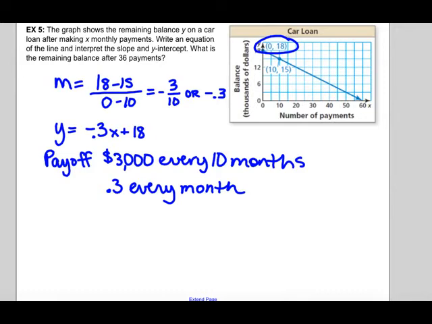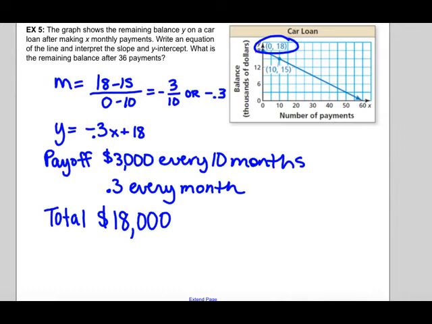Okay. Now it says interpret the y-intercept. Well, the y-intercept says at 0 months we're at 18. So the total cost of the vehicle is $18,000. You can buy yourself a halfway decent new or used vehicle at that price. And it asks, what is the remaining balance after 36?